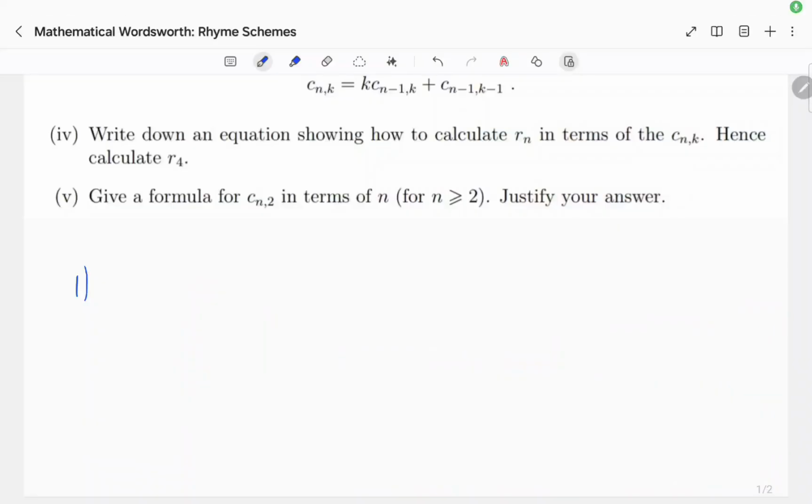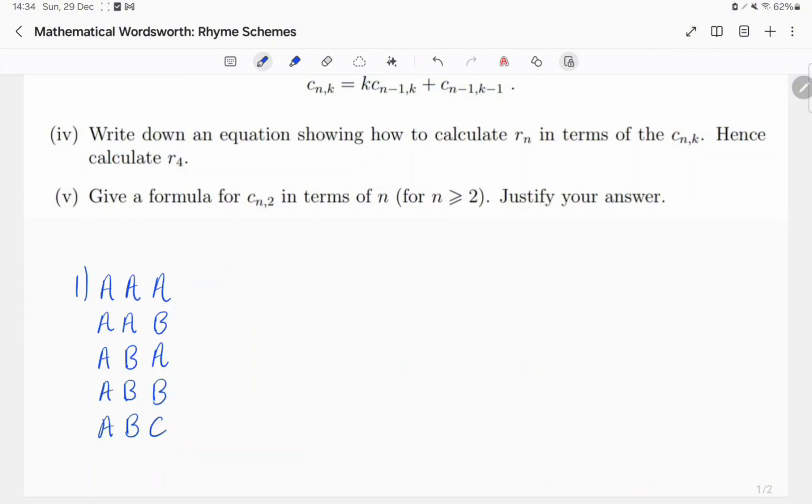Let's get started with part 1. So, firstly, we'll just list out all 5 possible rhyme schemes of length 3. These are AAA, AAB, ABA, ABB, and ABC. Now, let's move on to part 2.